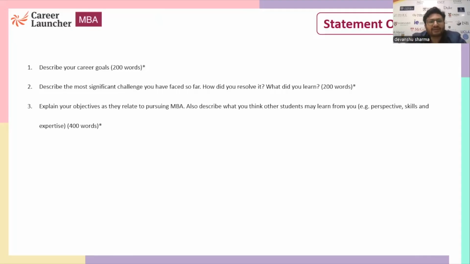And finally, explain your objective as it relates to pursuing an MBA. Also describe what you think other students may learn from you. So this is one of the most important and detailed questions. There are two parts: why you want to pursue an MBA and what others can learn from you. These are the two things that you want to cover.